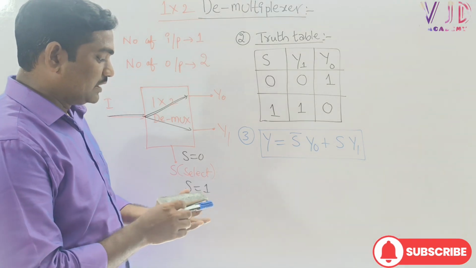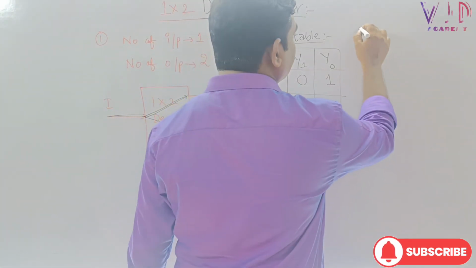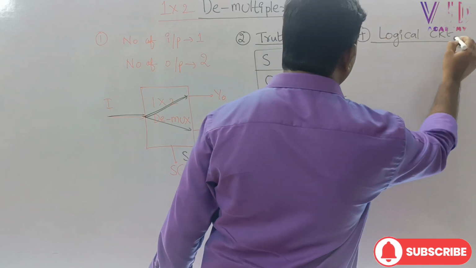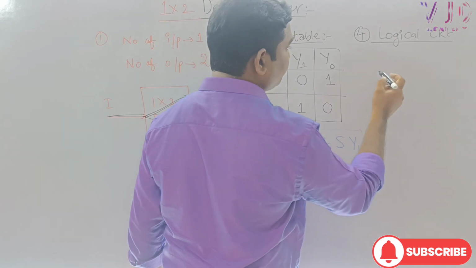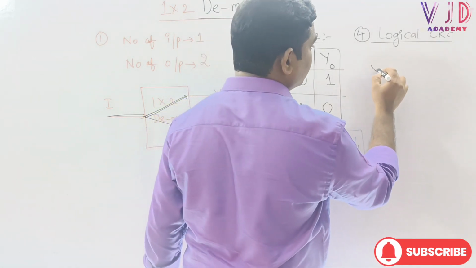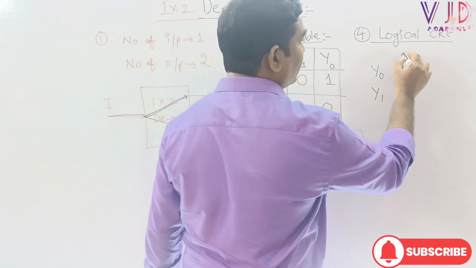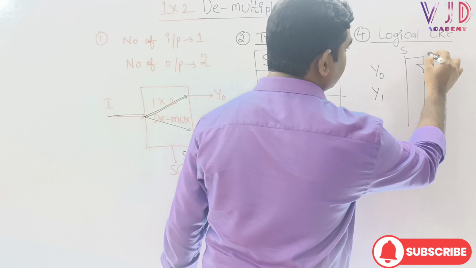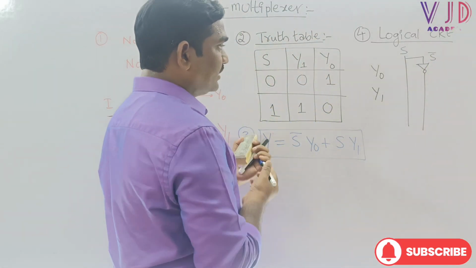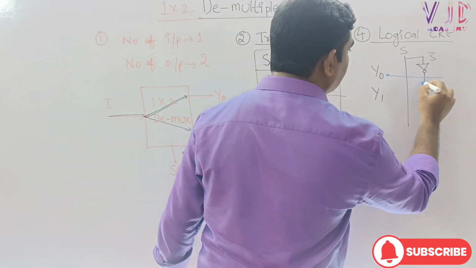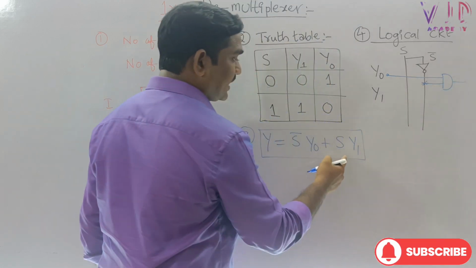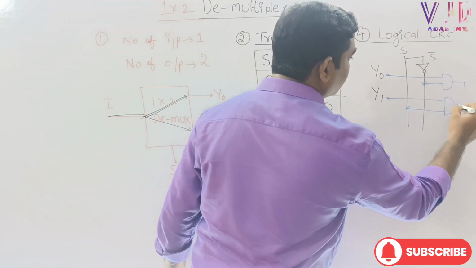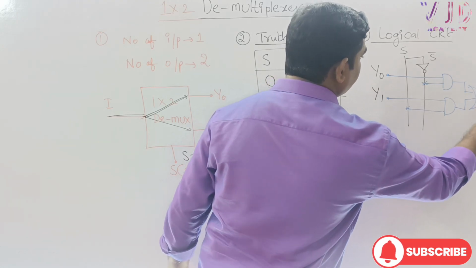For this particular logical equation, let me construct the logical circuit. The fourth one is the logical circuit. The logical circuit for this equation is: these are Y0 and Y1, and this is S, and let me take S bar too. The first AND gate is for Y0 and S bar, and the second AND gate is for Y1 and S. For these two, finally we need to take one OR gate. This is the final output Y.